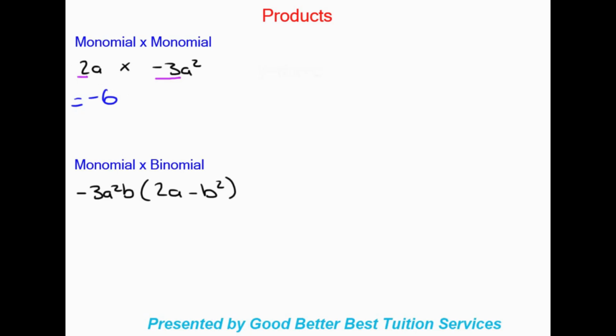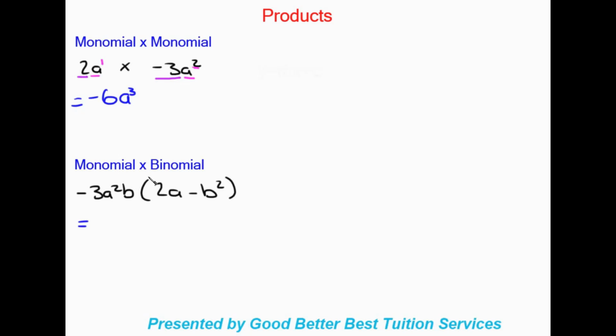Once we've done that, we can then look at timesing the variables, right? And obviously when we're busy timesing variables, we need to look out for the exponents. So we can see the exponent here is 2 and the exponent here would obviously be 1. So if we times that together, we get a times a. Remember, bases are the same, so we add exponents. So it's 1 plus 2, that is 3. So our final answer there is negative 6a cubed.